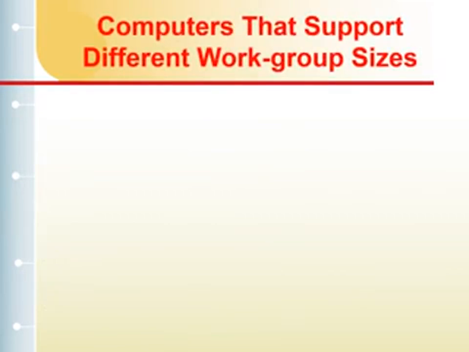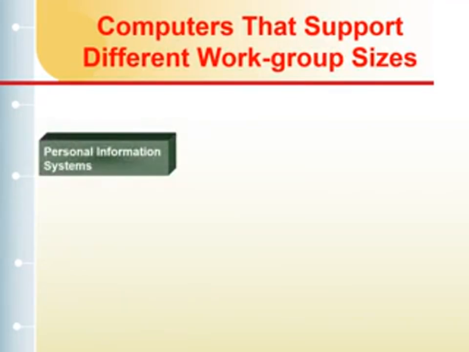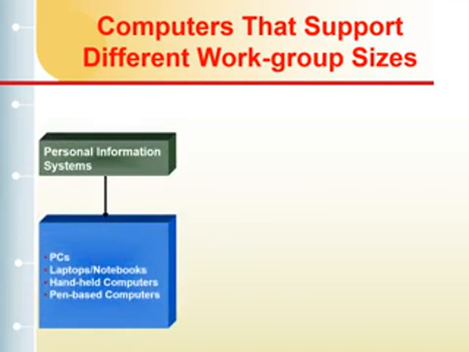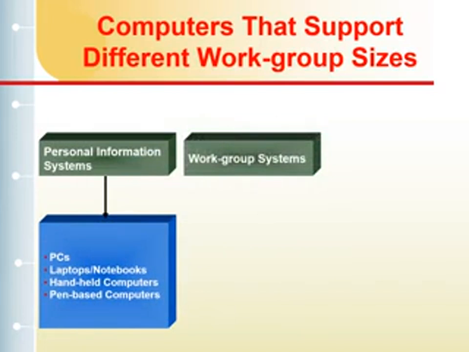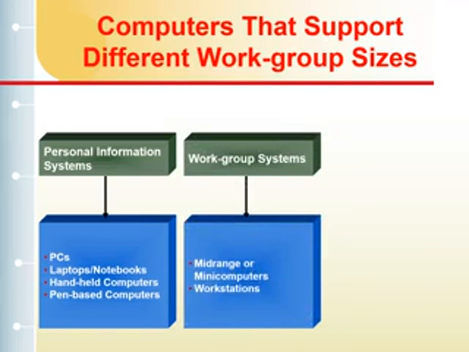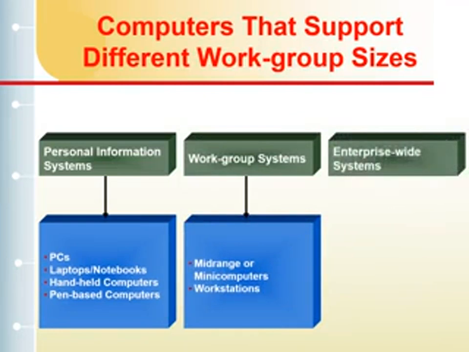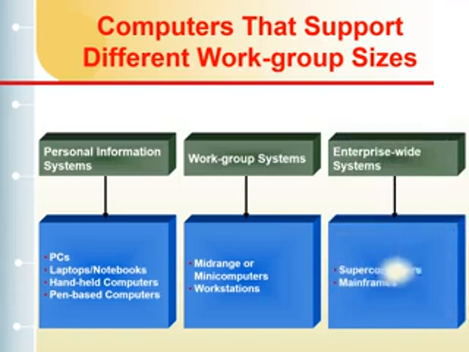Now let's have a quick look at computers that support different work groups. For personal information systems, we need simple things like PCs, laptops, notebooks, handheld computers, and pen-based computers. For work group systems, they would require computers that include the mid-range or mini computers as well as workstations. For enterprises, which are big, they would require computers like the supercomputers and the mainframe computers.